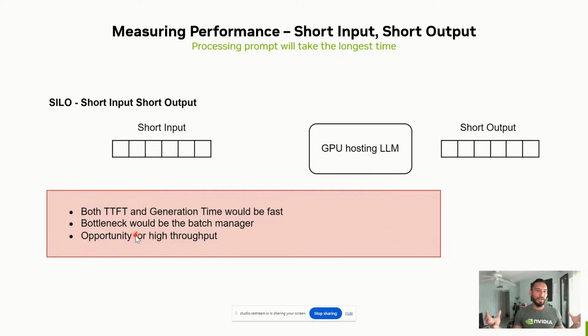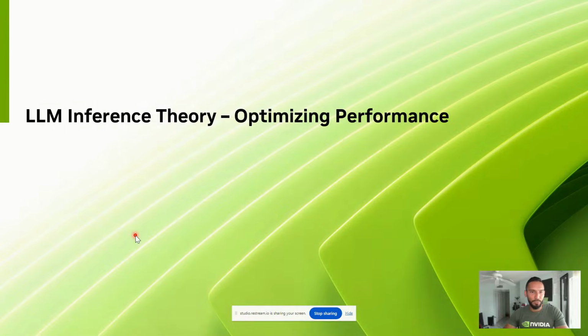And then lastly, this is a fast one. Both time to first token and generation should be really fast, and this is where you get the highest throughput from an LLM deployment.